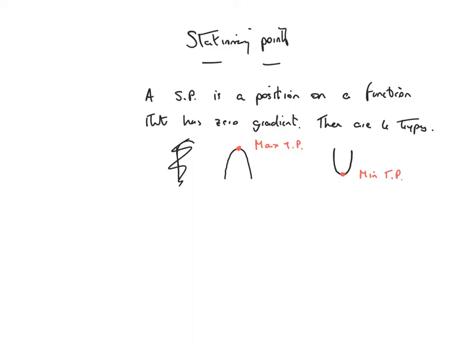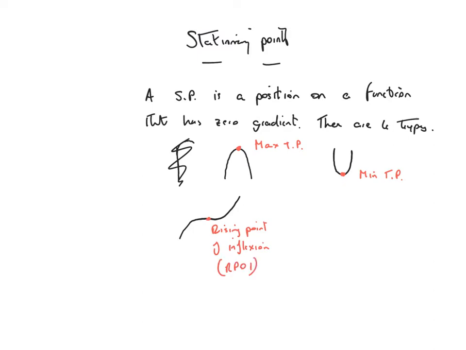Then you've got something called a rising point of inflection. What that means is the gradient is going up, and it goes up again, but in between it's zero, so it's going up, it's going along, and then it's going up. So at that point, the gradient is zero. We call that a rising point of inflection. Sometimes you abbreviate that as RPOI.